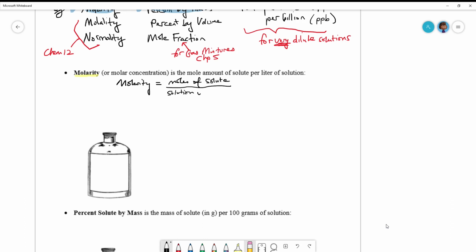Solution volume, where we always have that solution volume in units of liters. Well, this means that the units for molarity will be what? Well, the units are in moles per liter. Or sometimes we use the symbol capital M as the units for molarity. The symbol is actually the symbol for molarity itself. We use that symbol interchangeably with the units moles per liter.